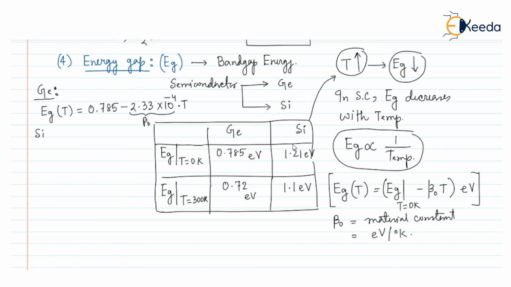Similarly, for silicon, we can write this equation as Eg at capital T will be 1.21 minus 3.6 into 10 to the power minus 4 into capital T. So this 3.6 into 10 to the power minus 4 is the beta 0 value for silicon. So all these data are the practical data.